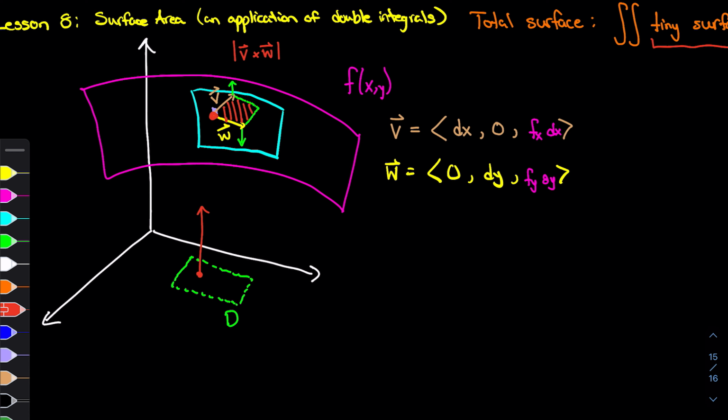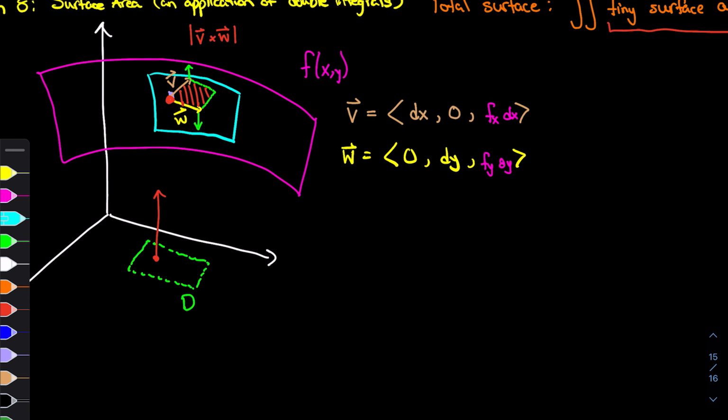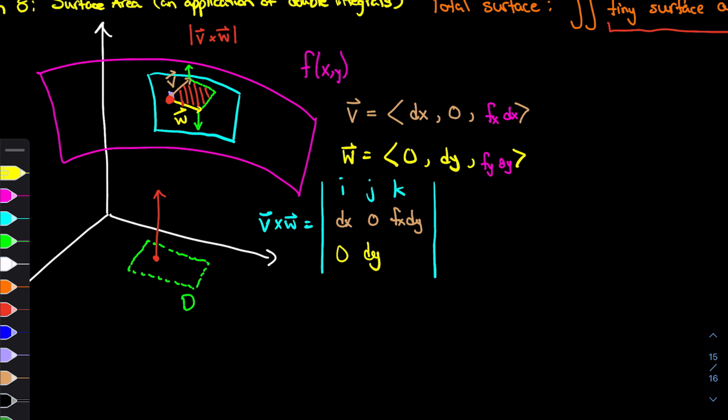And so what do we get to do with this? Well, now we're just going to do our calculation, and hopefully this leads us to our formula. So what I'm going to do first is I'm just simply going to calculate the cross product of those two vectors. So i, j, k, right? This is going to be the cross product of these. And then we'll put in our dx, 0, and then f sub x dx. Oh, I made a mistake in the first one. And then for the second one, we'll put in 0, dy, and then f sub y dy.